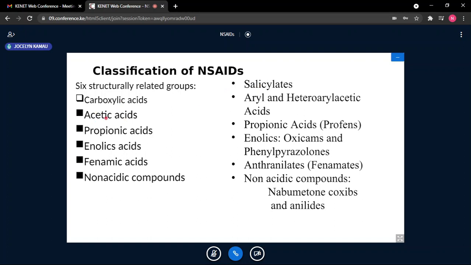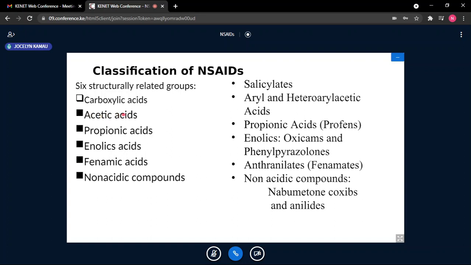Then you have acetic acid. We all know acetic acid is CH3COOH. It has 2 carbon atoms. That's acetic acid, CH3COOH.